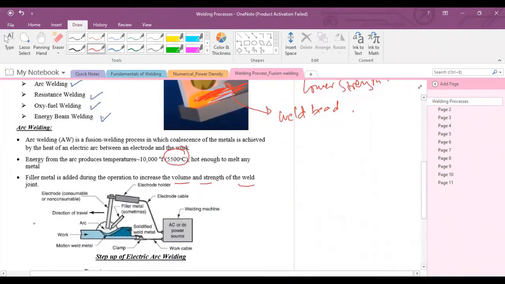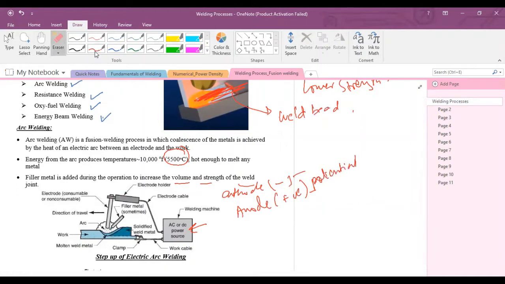Now I will explain the whole apparatus and setup of arc welding. There is one power source, which could be direct current or alternating current. If it is a direct current, then polarity matters. Polarity means cathode and anode: cathode negative and anode positive, because due to this negative and positive charge a potential difference is created, and due to this potential difference an electric arc is produced. Without this potential difference, an electric arc can't be produced.